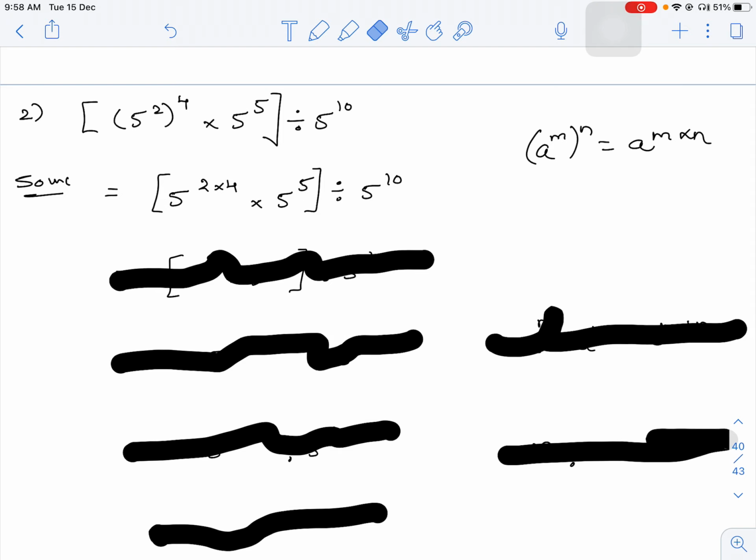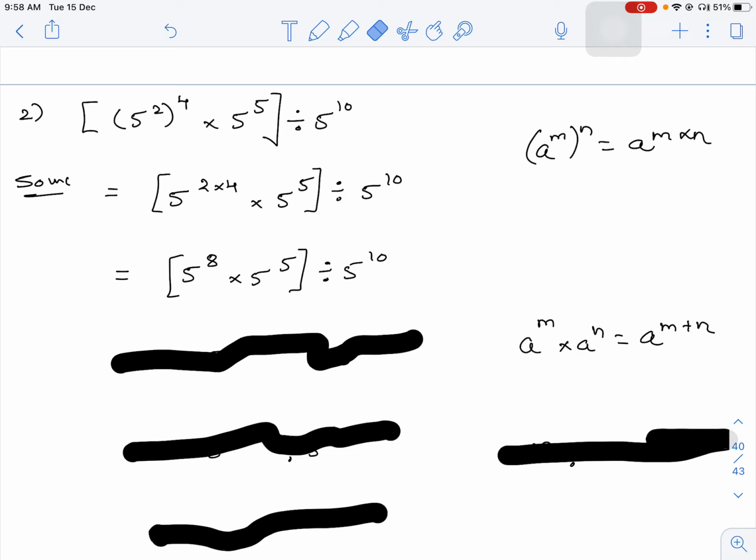So in the next step we get 5 raised to 2 into 4, that is these two powers are multiplied. Now 2 fours are 8. So our next step will be 5 raised to 8 into 5 raised to 5 divided by 5 raised to 10. Now, first we have to complete this bracket. In this bracket, two numbers are with the same base and they are multiplying. So what do we do? Yes, we add the powers. We have the rule over here. So here also we will add this 8 and 5. So what do you get?